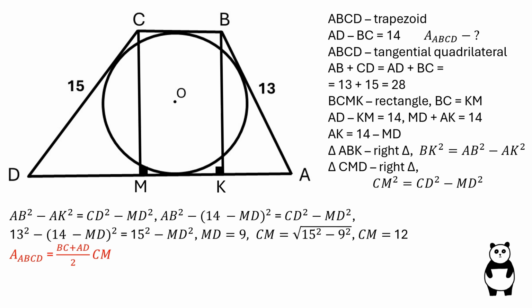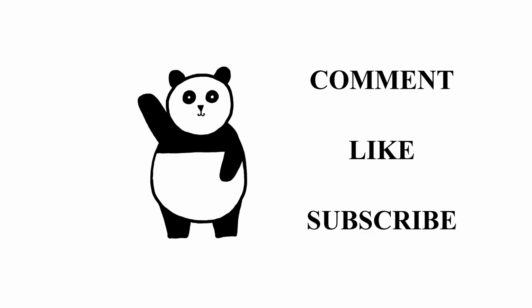Let's sub in the values. BC plus AD is equal to 28. CM is equal to 12. The area of the trapezoid is equal to 168 square units.